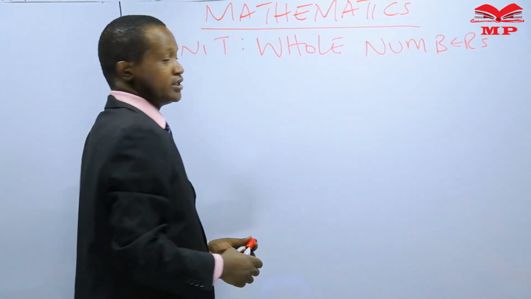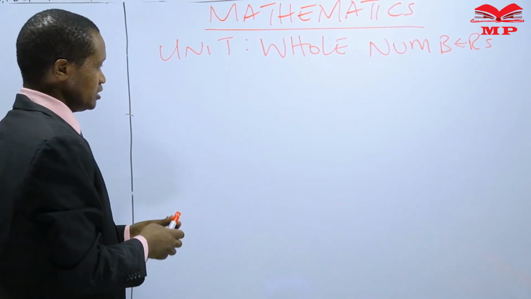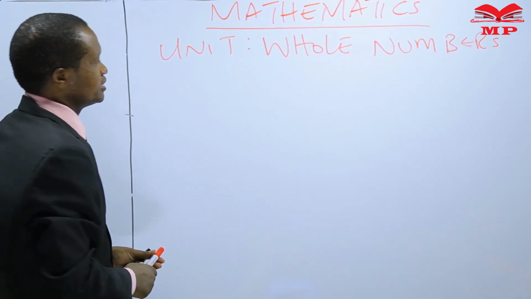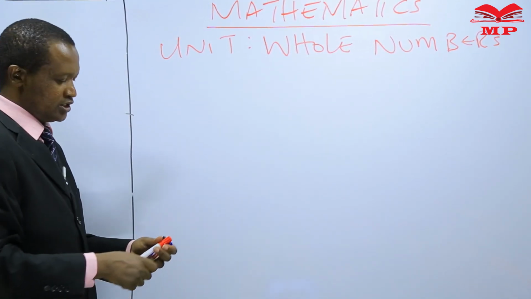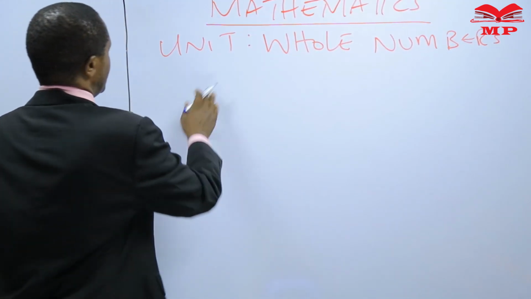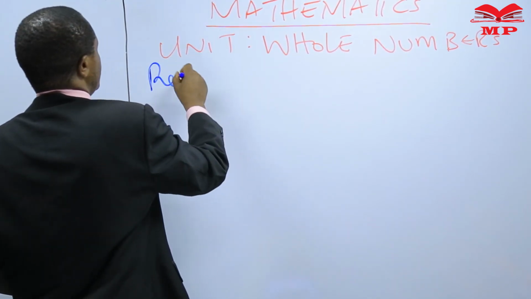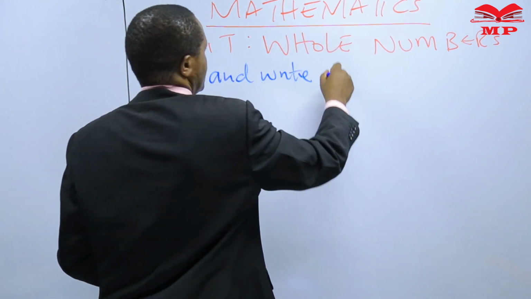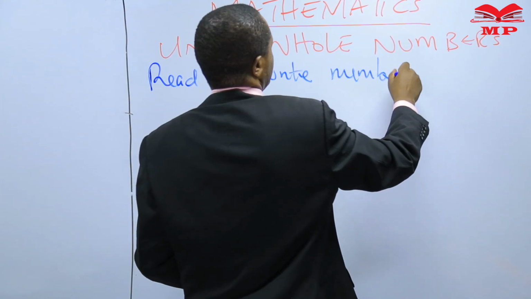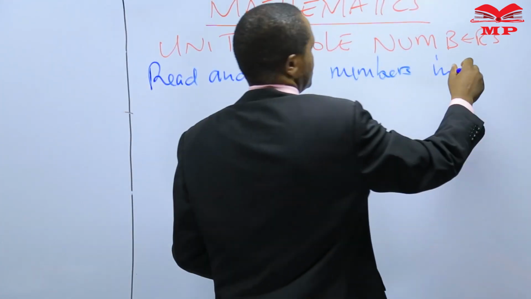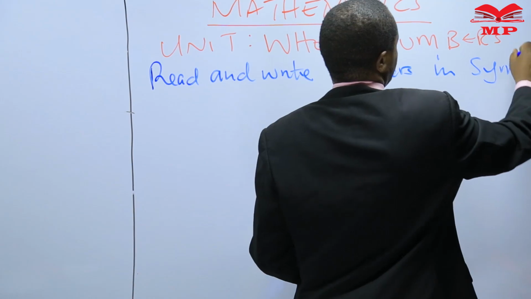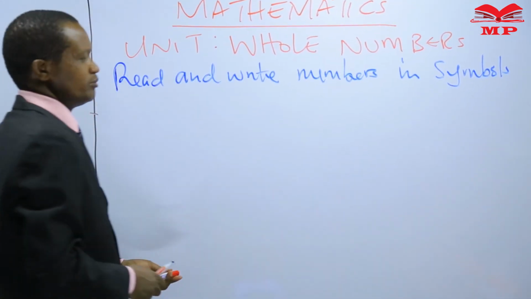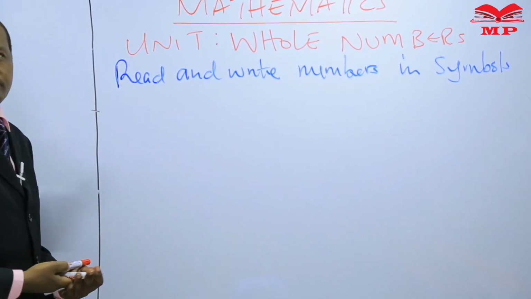Whole numbers. In our last lesson, we learned how to read and write numbers in words. Today we want to move on and learn how to read and write numbers in symbols. How to read and write numbers in symbols.